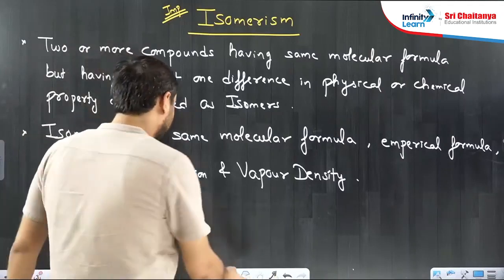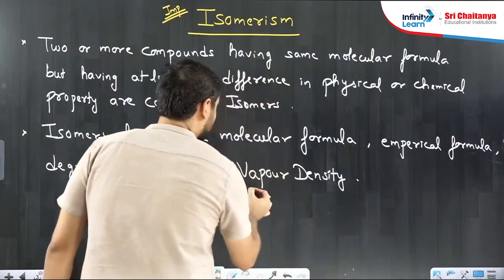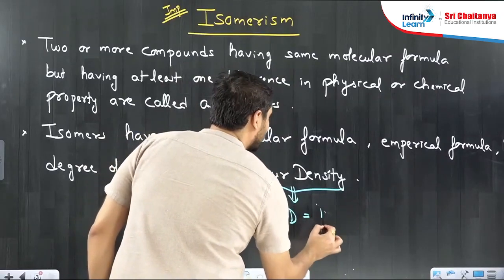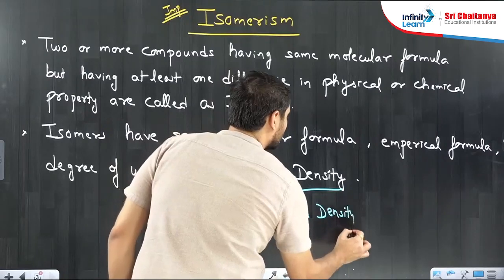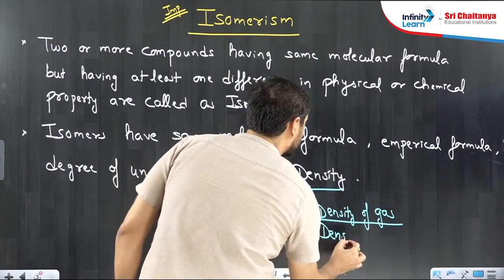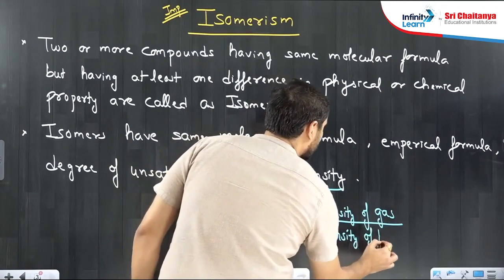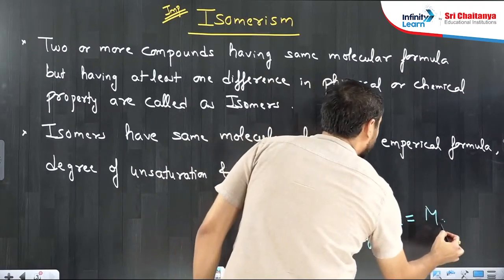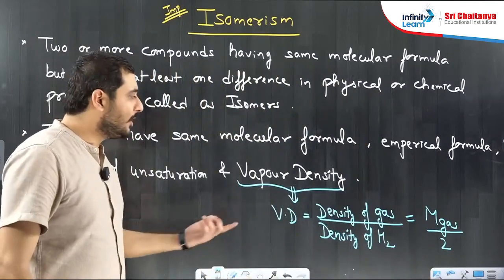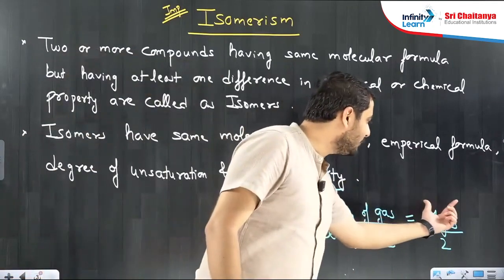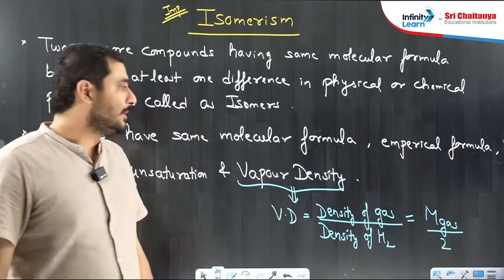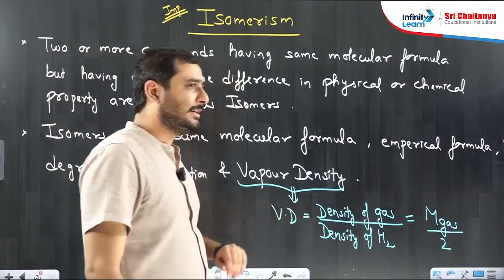Now, what is vapor density? Vapor density is a relative density. The formula is density of gas divided by density of hydrogen, H2. And it can be written as molecular mass of gas divided by 2. So if two compounds have the same molecular formula, their molar mass will be the same. If molar mass is the same, molar mass by 2, vapor density is also the same. Clear? So remember this, vapor density is a type of relative density.